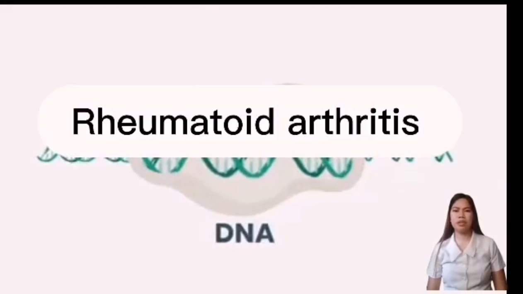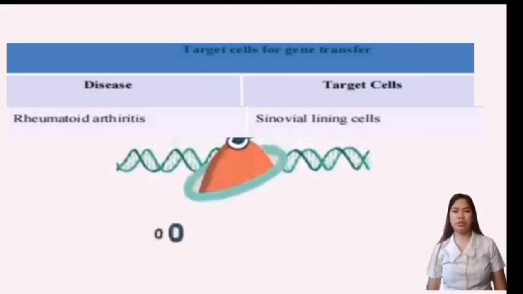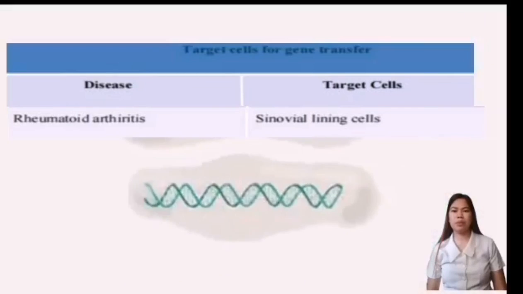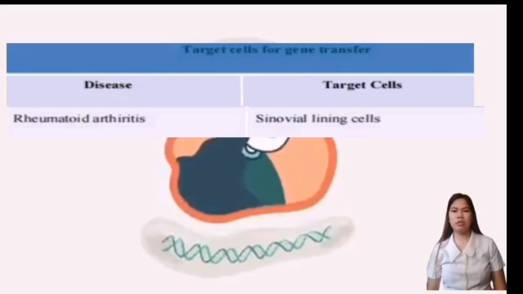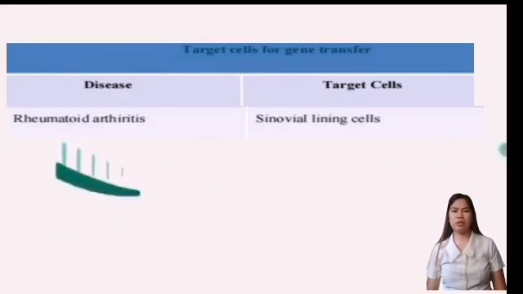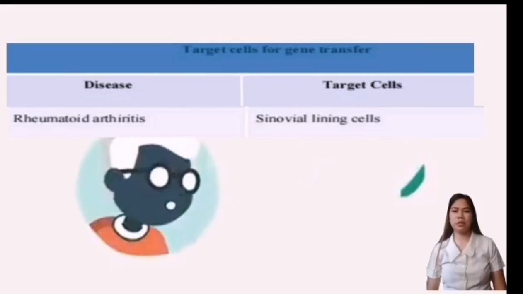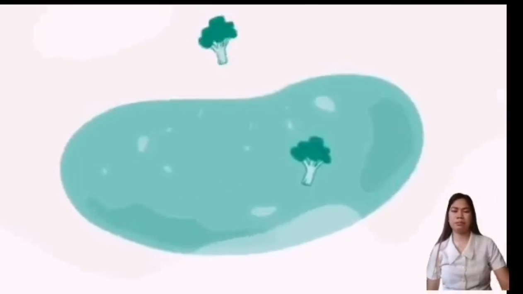So next is rheumatoid arthritis. Rheumatoid arthritis is a chronic inflammatory disorder that can affect more than just your joints. In some people, the condition can damage a wide variety of the body systems, including the skin, eyes, lungs, heart, and blood vessels. Rheumatoid arthritis occurs when your immune system mistakenly attacks your own body's tissue. For gene transfer, the target cells in this disease is the synovial lining cells.